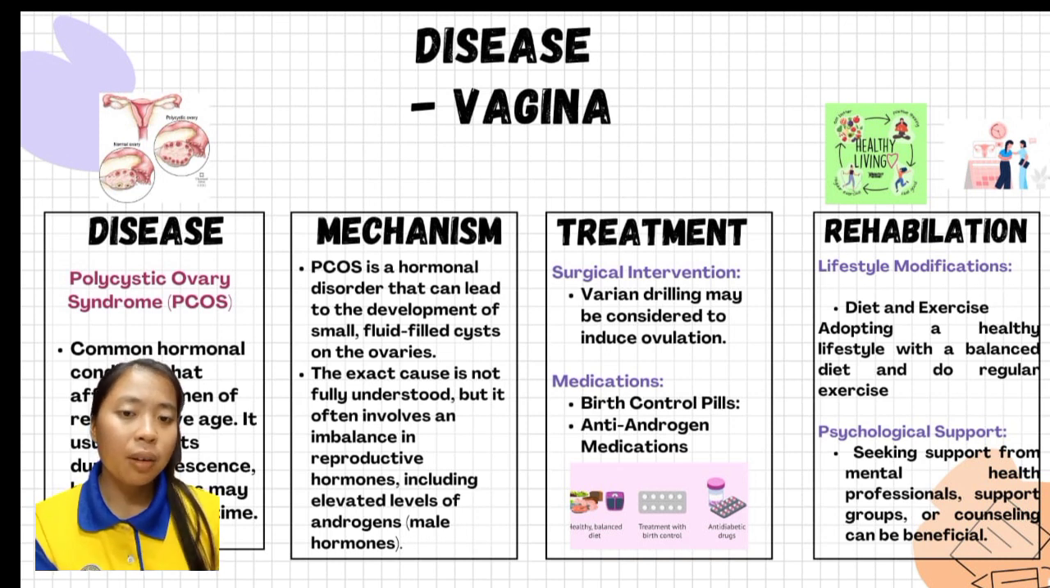However, the treatment for this PCOS is number 1, surgical intervention. Number 2 is medication, where the patient can have birth control pills and anti-androgen medicine. Number 3, diet and exercise, that is adopting a healthy lifestyle with a balanced diet and regular exercise. The second rehabilitation is psychological support. Support from mental health professionals, support groups, or counseling can be beneficial.